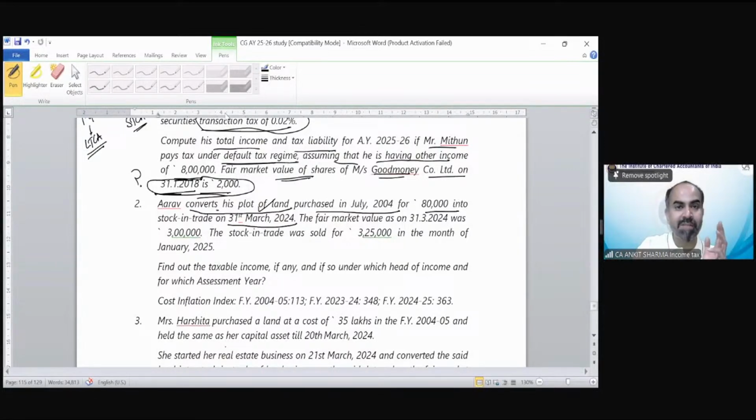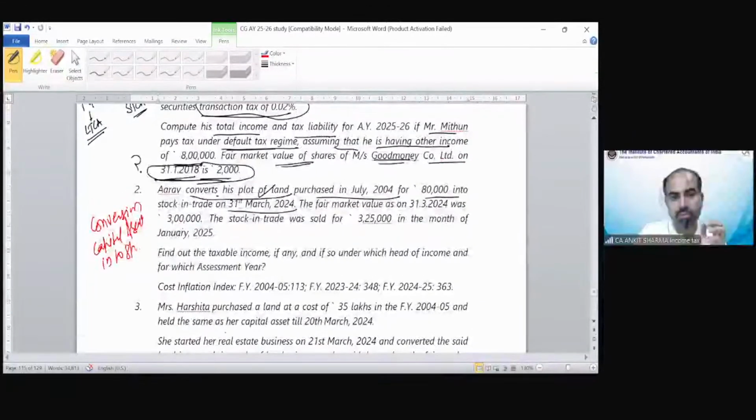So I believe you must have understood what kind of provision is going to be applicable in this case. The provisions of conversion of capital asset into stock. Section 45(2) is going to be applicable. So when you find that in a specific question some provision is directly applicable, then you have to focus on the provision of that concept only. There is no other information, no other concept is going to be applicable, only a single asset which has been converted into stock in trade.